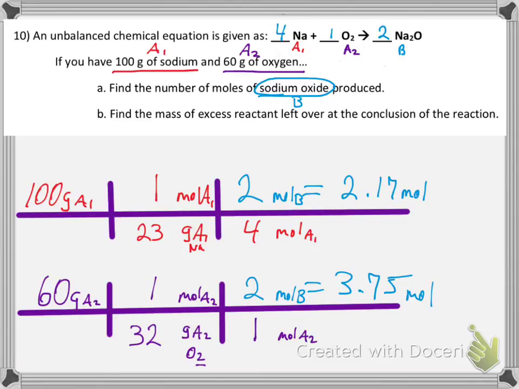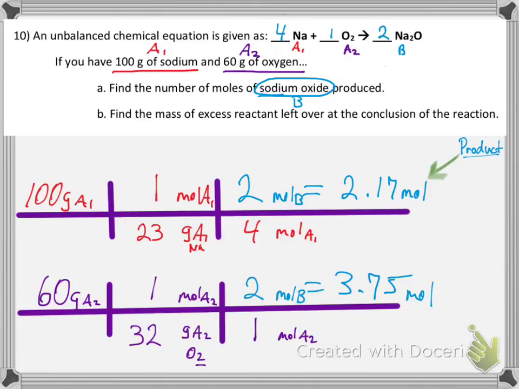Now this is where we have to stop and think about what happened here. I have 100 grams of A1. I have 60 grams of A2. The least amount of product. Remember, this is the product that we're making. And so this is essentially the answer for A, because the most amount of product that I can make is the smaller amount, because the 100 grams of A1, or in this case sodium, is the ham. This is going to run out. I can't make a sandwich, or I can only make 2.17 sandwiches.